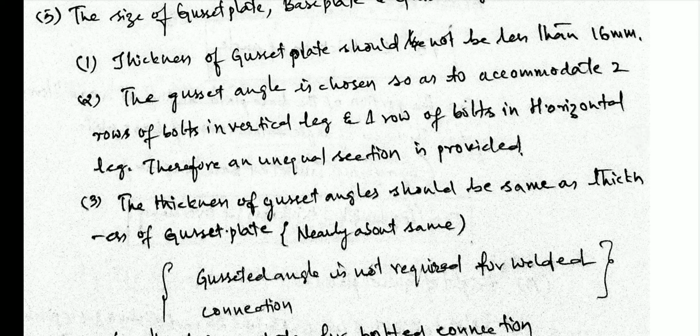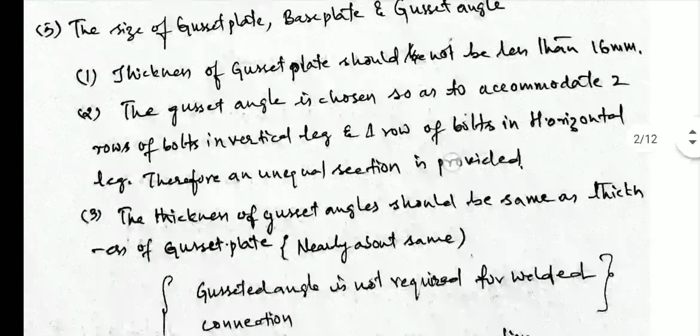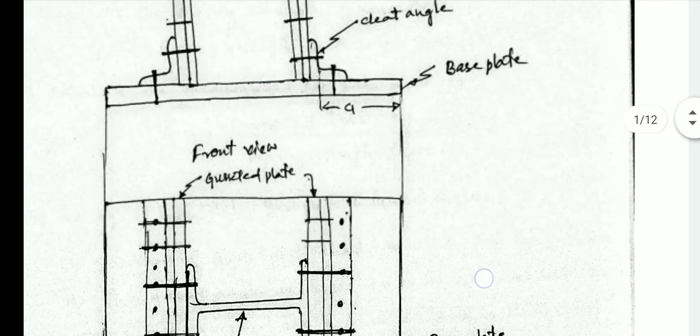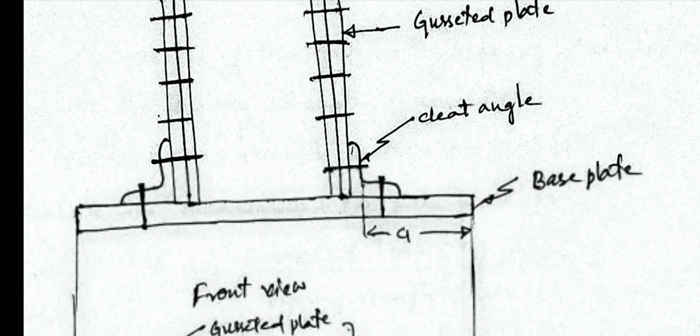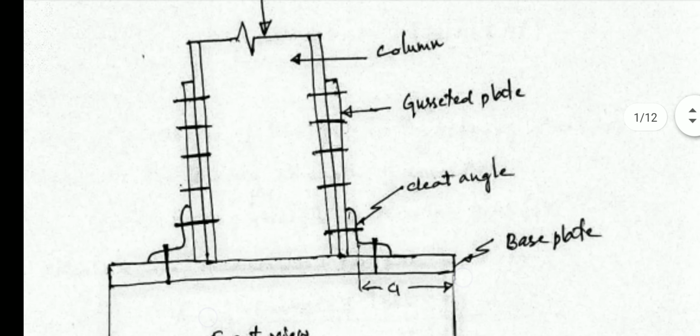The gusseted angle is connected with the gusseted plate and the column section, and one horizontal leg is connected with the base plate. If you want, I can show the diagram here. From this diagram you can understand. See here, the gusseted cleat angle I mentioned, but it is the gusseted angle. The gusseted angle should be connected with the gusseted plate and the I section.